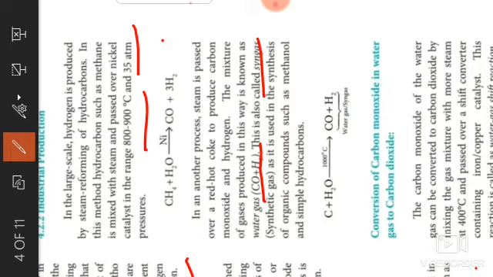Carbon plus water at 1000 degrees Celsius gives carbon monoxide plus hydrogen. This is the water gas, which is also called synthetic gas. So how is water gas prepared? Carbon reacts with water in the presence of 1000 degrees to give carbon monoxide plus H2. That is called water gas or syngas.